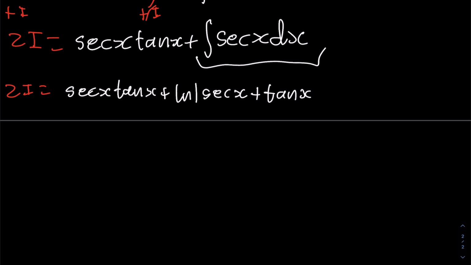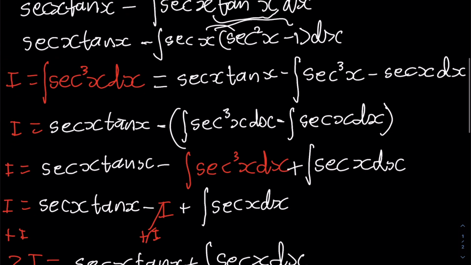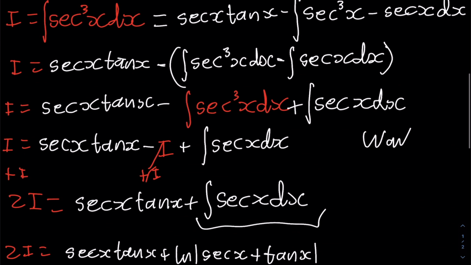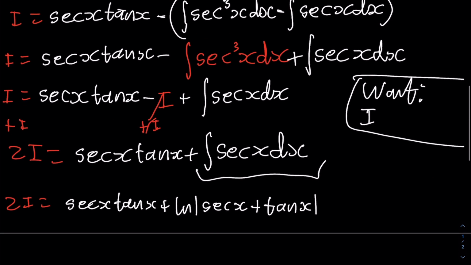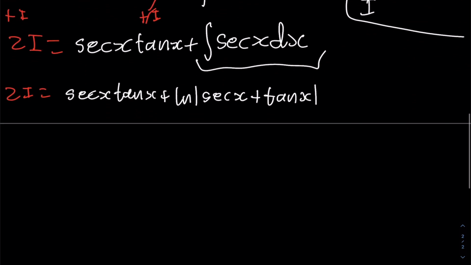However, we are not done, because what do we want to find? We want to find what I is. This is our goal. However, what we have on our left-hand side is a 2I. So how do we solve for I? Well, of course, we just divide by 2. And after dividing by 2, we will get our final answer.